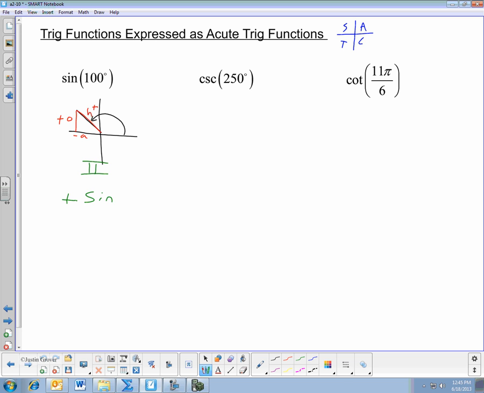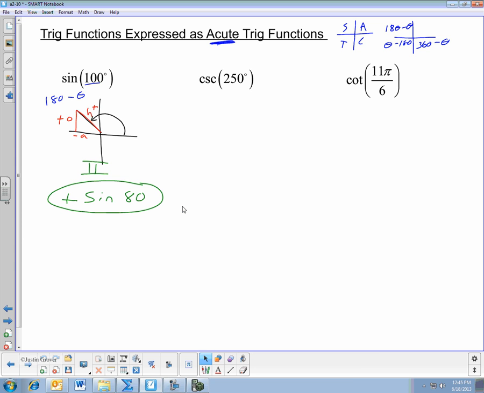The second thing you need to do, and the last thing really, is remember your rules for the reference angles. In quadrant 2, we do 180 minus theta. In quadrant 3, you do theta minus 180. And in quadrant 4, you do 360 minus theta. Because we're trying to reference these as acute trig functions. This is why we learned reference angles, quadrant cousins. So in quadrant 2, we do 180 minus the angle, and 180 minus 100 is 80. Sine 80. And so that's my final answer.